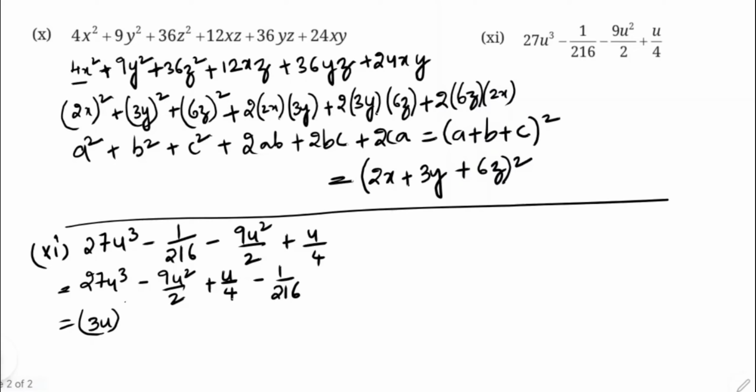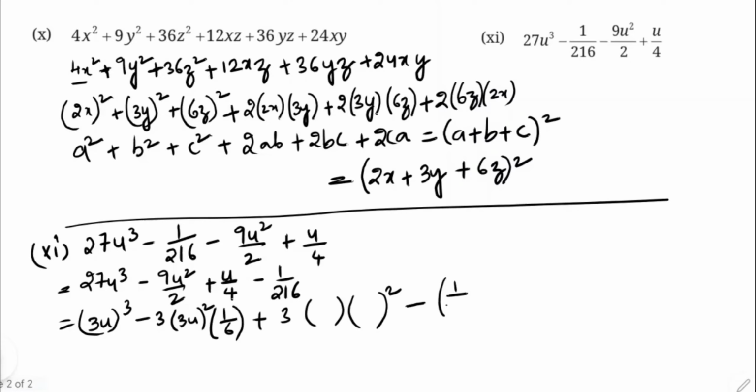So 3u whole cube minus 3a square, that is 3u square, since a is 3u. Okay, so the last one will be 1 by 6, since 1 by 216 is the cube of 6. So if you want, you can do like that, plus 3ab square. We can leave this and we can directly go for the last term, that is 216. So 216 can be written as the cube of 6.